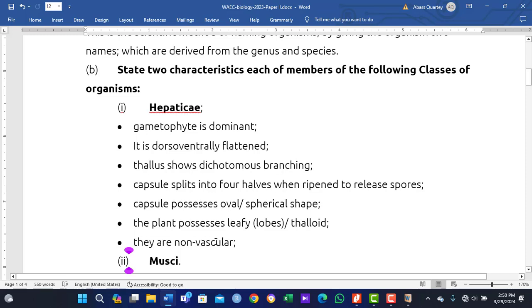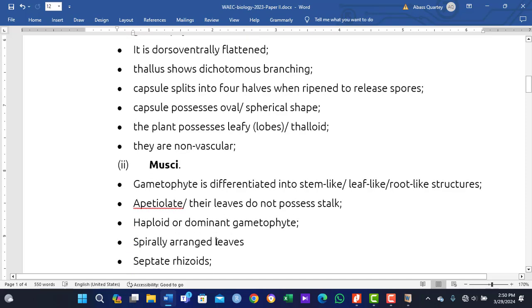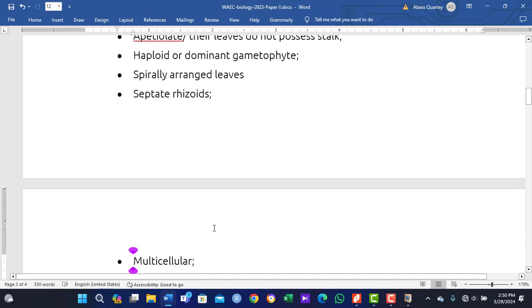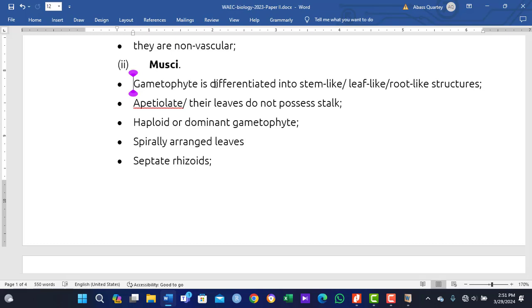So in class Musci, you have the first one, just like Hepaticae. You also have the gametophyte, which is also the dominant generation. You know that they have two generations in plants: the sporophyte generation, then the gametophyte generation. So the gametophyte in Musci is differentiated into stem-like, leaf-like, or root-like structures.